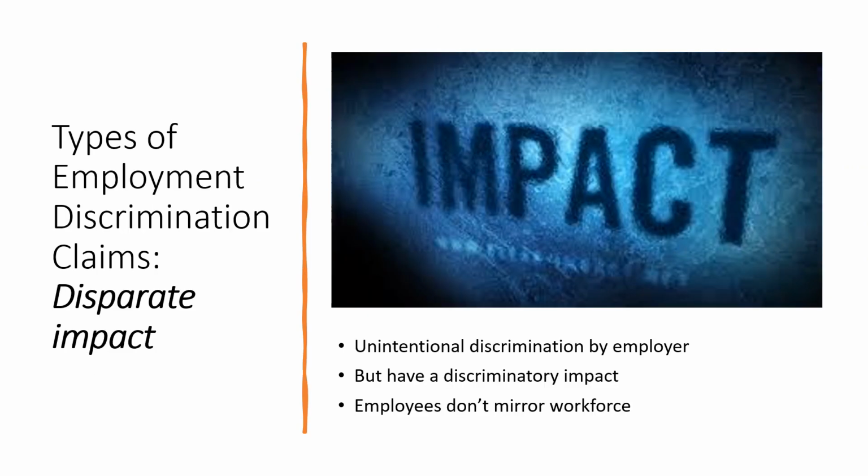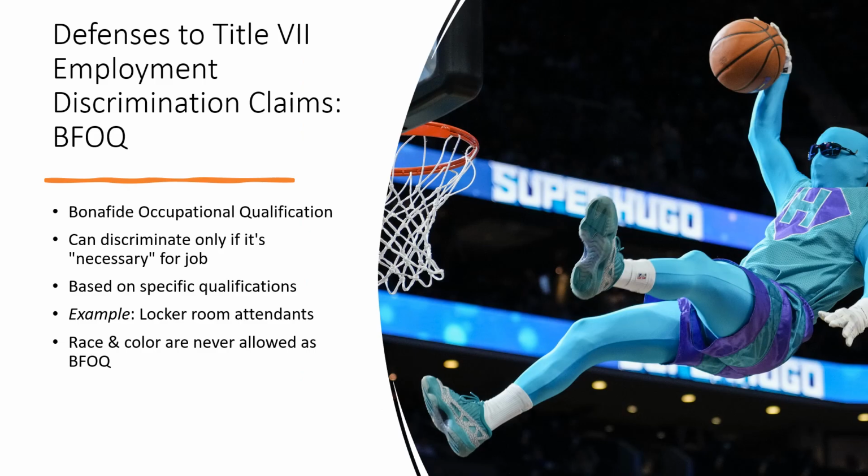A second type of employment discrimination claim is disparate impact. This is an unintentional form of discrimination that has a discriminatory impact. So whatever the employer is doing results in employees not reflecting the population in that area. For example, an employer can be administering a specific type of test that rules out part of the population and may not actually be necessary to perform the job. That is an example of disparate impact. The next few slides review the defenses an employer can use when presented with the Title VII employment discrimination claim.